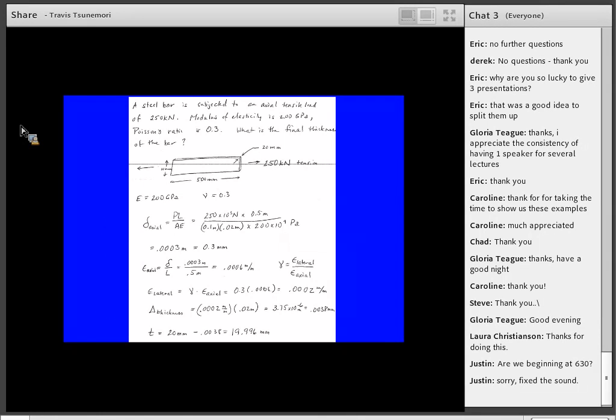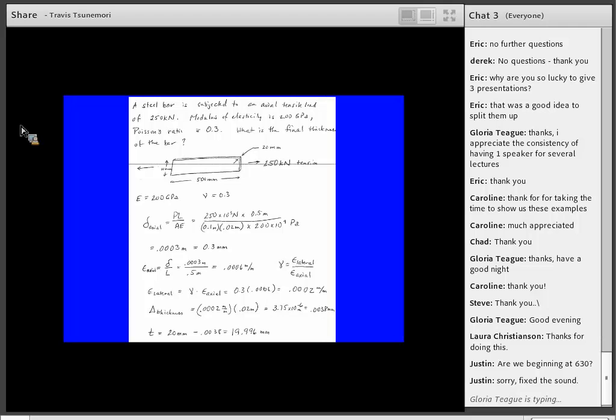So here's an axial tensile load. A little bit different question. Now we're pulling on it. Now we've got some numbers to work with. Steel bar subjected to an axial tensile load, 250 kilonewtons. Modulus of elasticity is 200 gigapascals. So we've got E. Poisson's ratio is 0.3. What is the final thickness of the bar? Now this time, our bar is 20 millimeters across, 100 millimeters high.